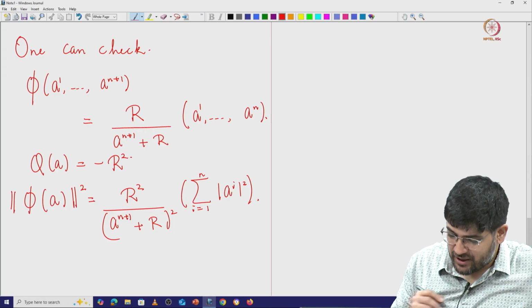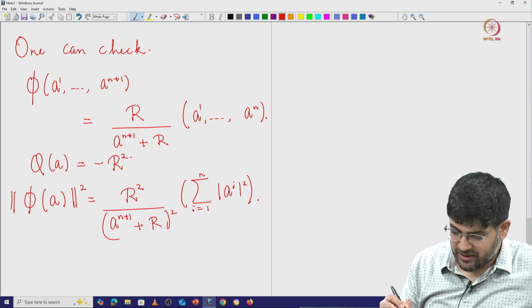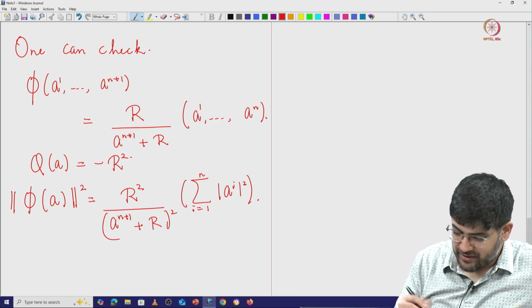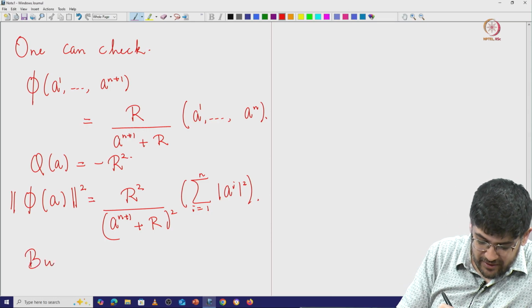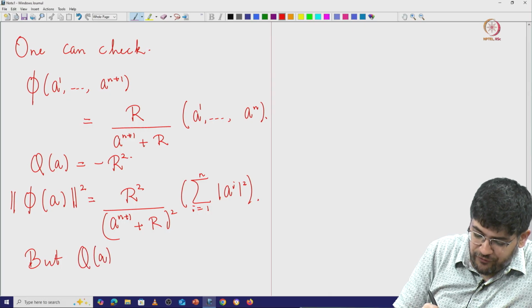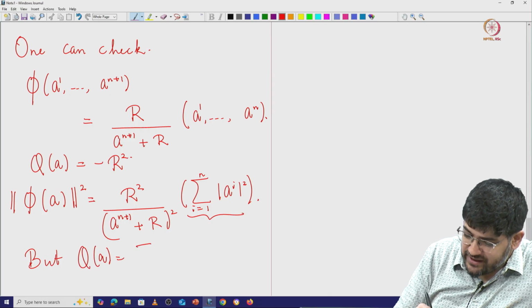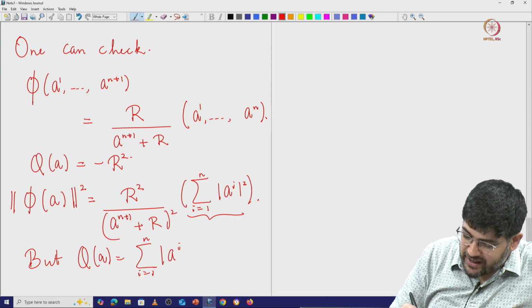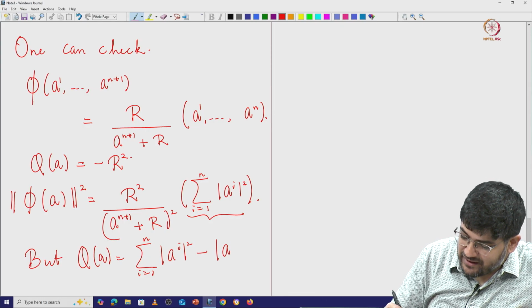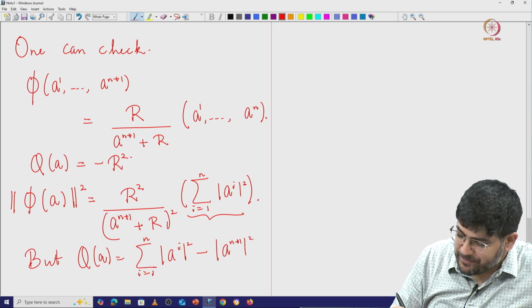Okay, but what is Q of A? That's precisely this quantity, summation i going from 1 to n of Ai squared minus An plus 1 squared, and that's equal to minus R squared.